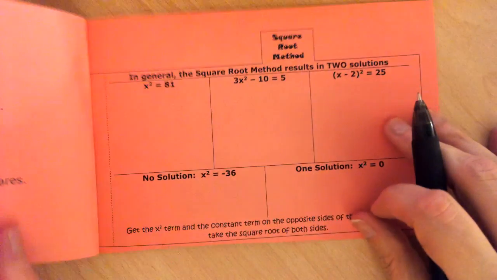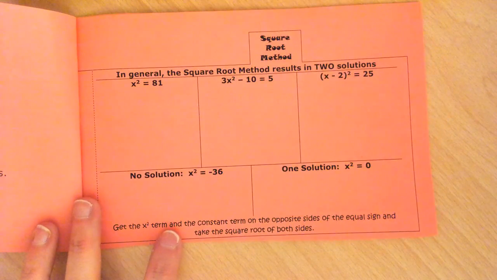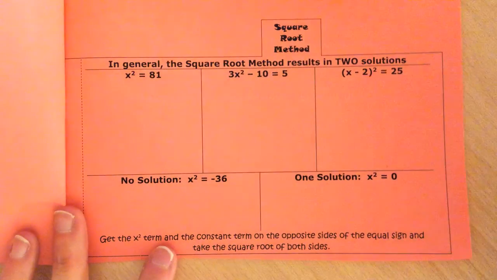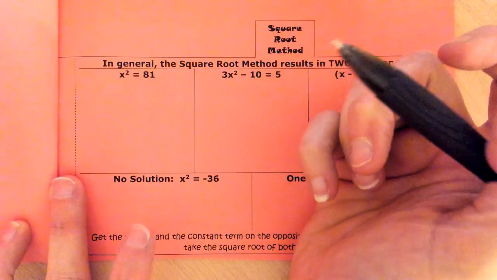Okay, get out your foldable, and we're going to do the examples on there. Okay, so you should be on the square root method tab in your foldable. Okay, I'm going to just work through these fairly quickly with you guys, just so that you have them done. But we've already done this type, so they should be pretty easy. Y'all work along with me.